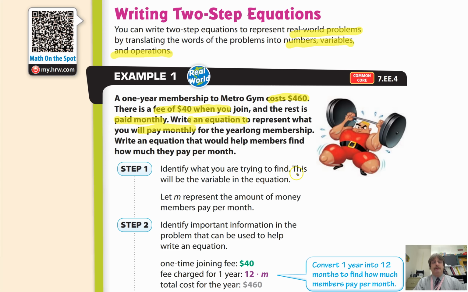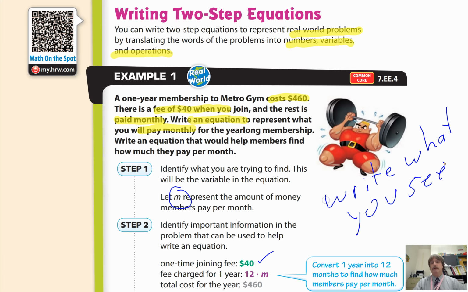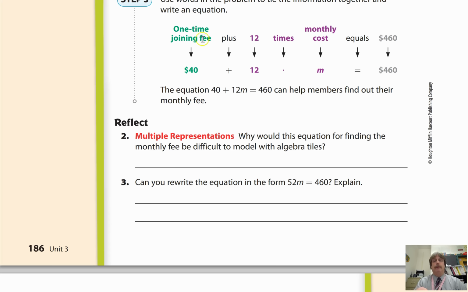So for step 1, we've identified our important points. We're going to let M represent the amount of money. We have a one-time joining fee of $40. We have a fee for 1 year, so there's 12 months because it's monthly, and M is going to represent the cost per month, and then the total cost is going to be $460. So we're going to write what we see. That's just a little easy term I've come up with to help everybody out.